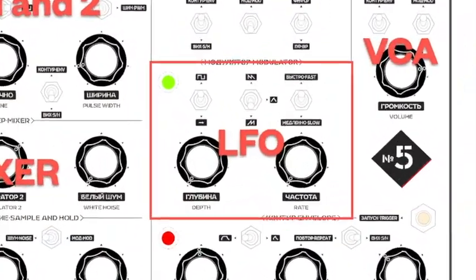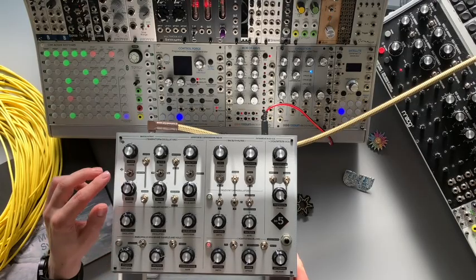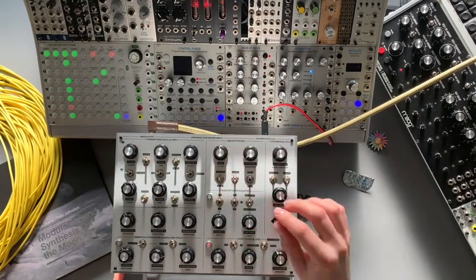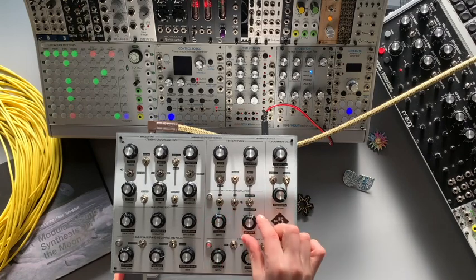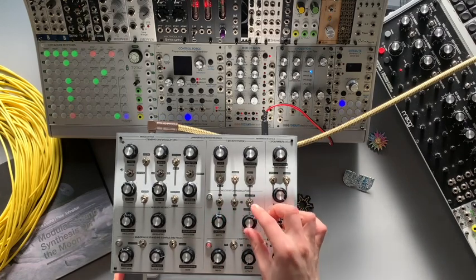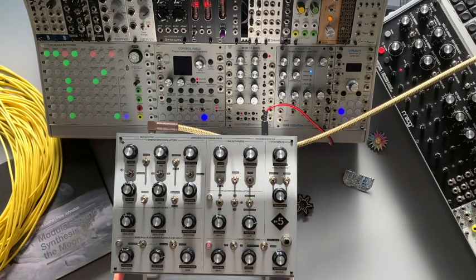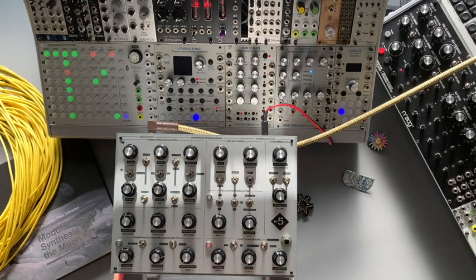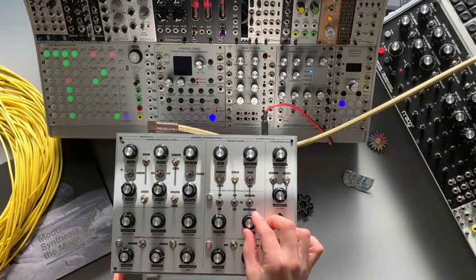Modulator LFO. Modulator LFO works in square, triangle, sawtooth and phase reversed waveform modes. Depth knob adjusts the level of modulation. Rate knob works in slow and fast modes, adjusting the frequency rate of the LFO.